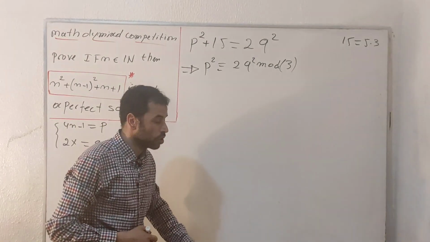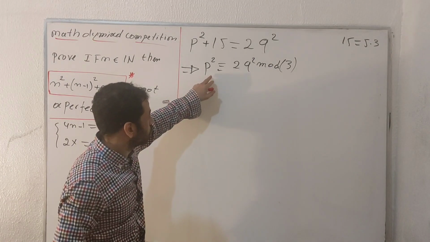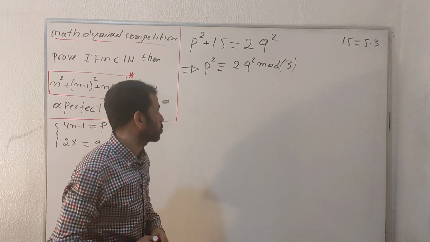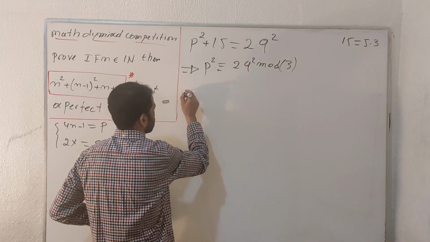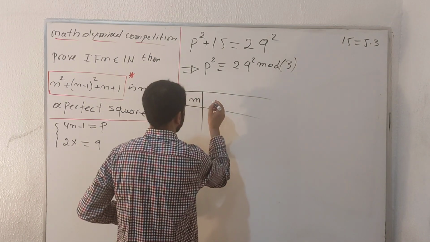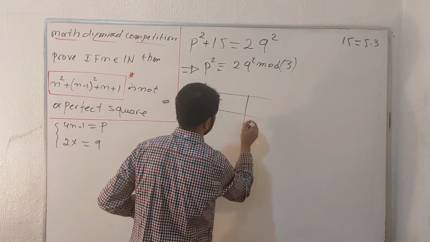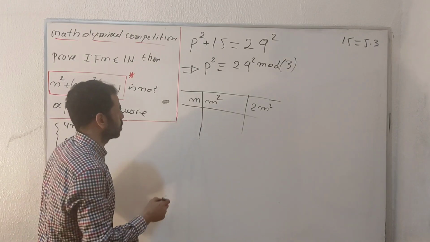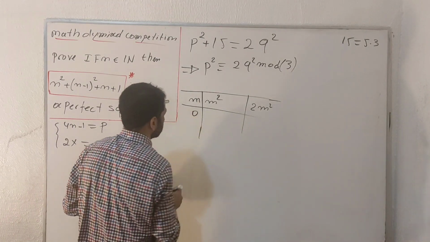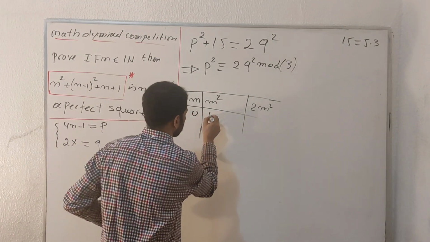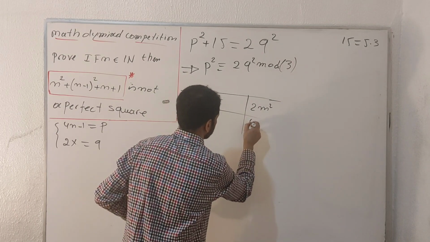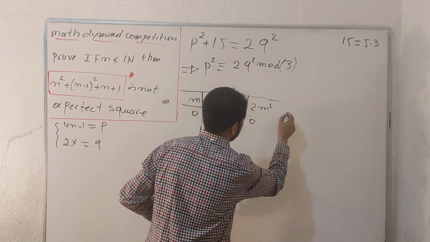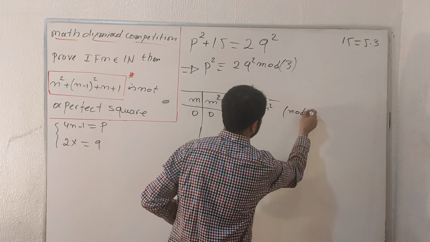Now we are going to check when a perfect square can equal 2 times a perfect square. So I'm going to make a chart here. We'll have m squared and 2 times m squared, all reduced mod 3. I'm going to check number 0 here. 0 squared is 0, and 2 times 0 is 0.